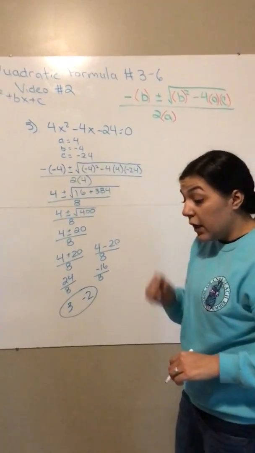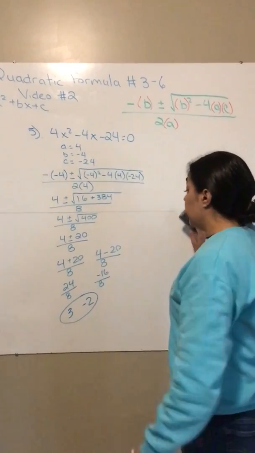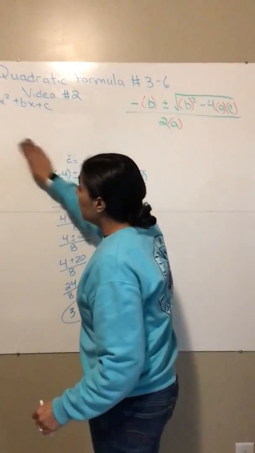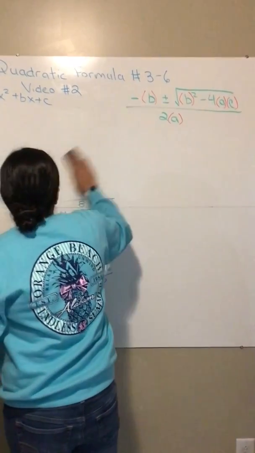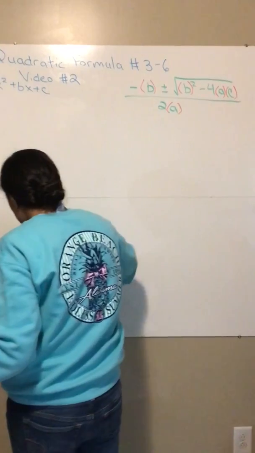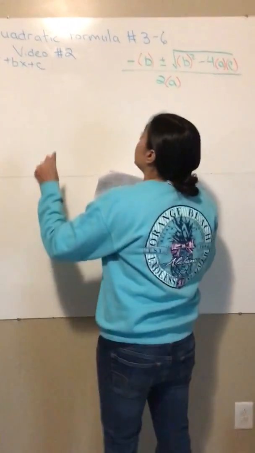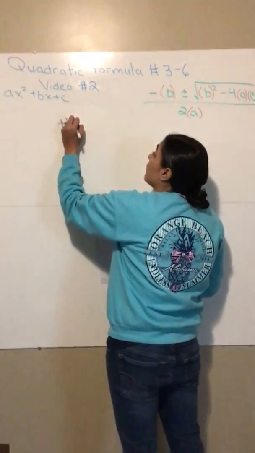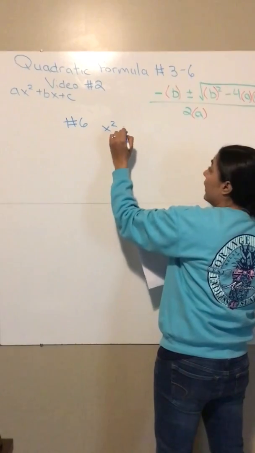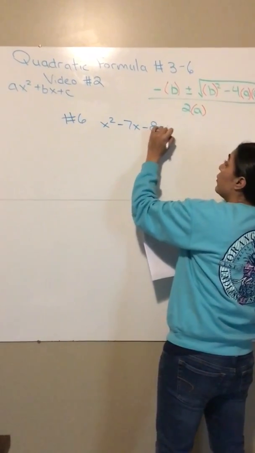Okay, and then we have one more to do, and it's number 6. Okay, so I'm going to sit for just a second. Okay, so number 6. X squared minus 7x minus 8 equals 0.